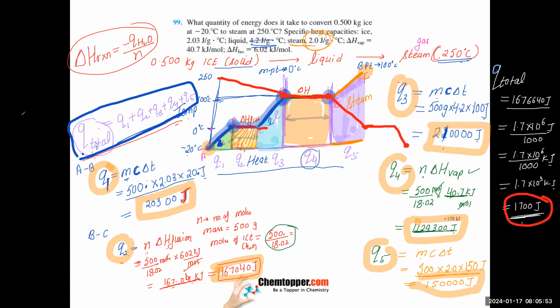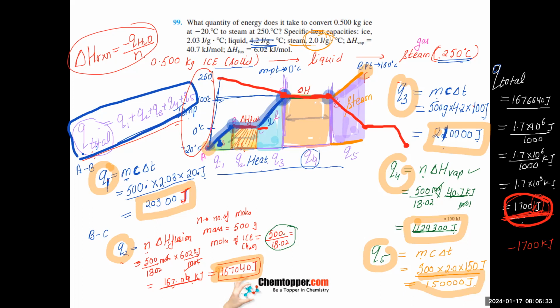Oh, yes, sorry. Yeah, you're right. Kilojoules. Aditi, perfect. Yeah, kilojoules, because we converted that into kilojoules. So 1700. So the same amount of heat when I'm doing the cooling curve, the red one, the same amount of heat will be released, because heat can neither be created nor be destroyed. So whatever amount of heat is needed to go from -20 to 250, exactly the same amount of heat will be released when I come down from 250 to -20.